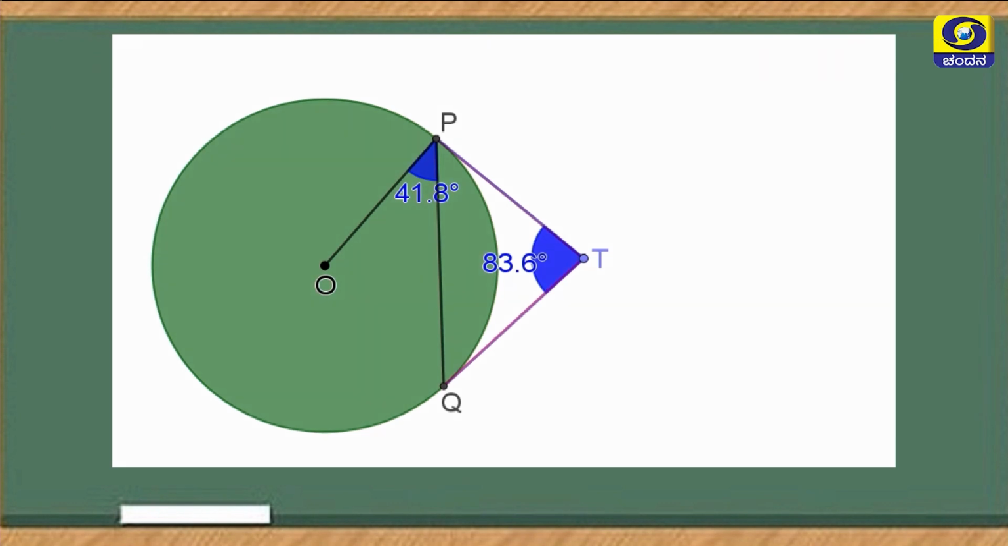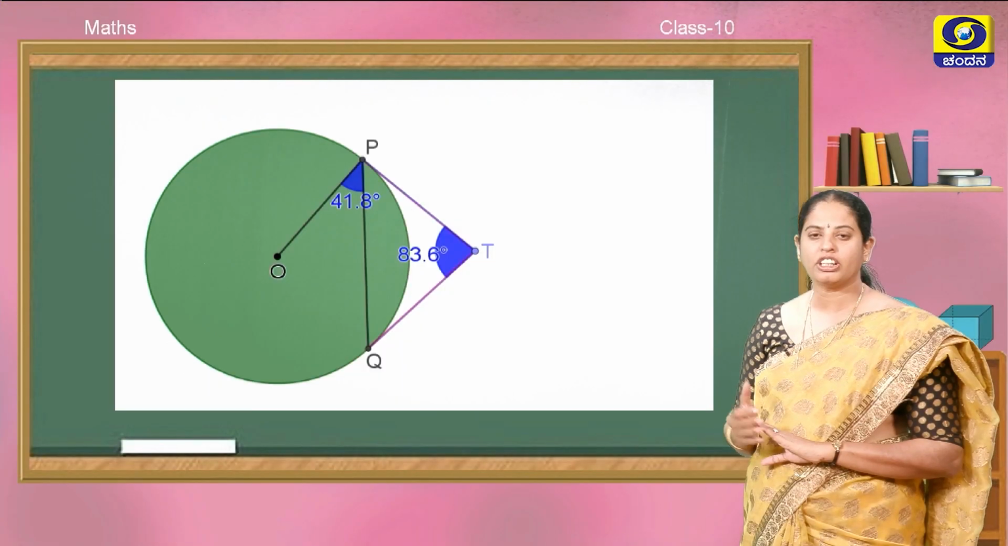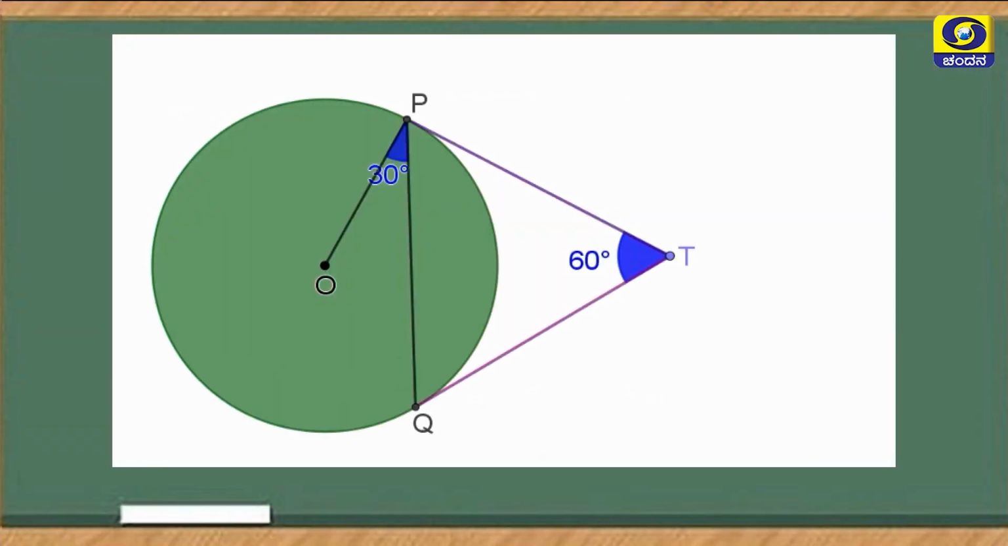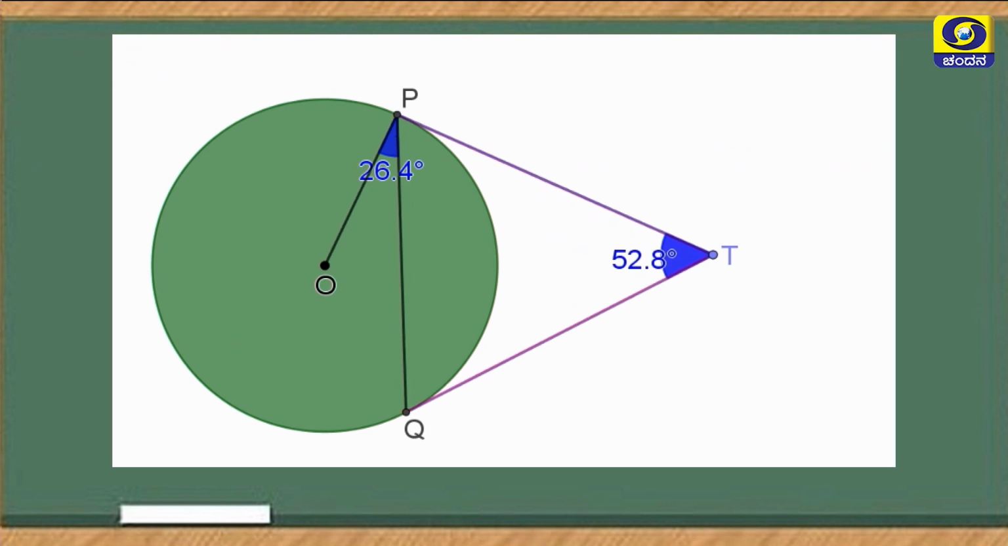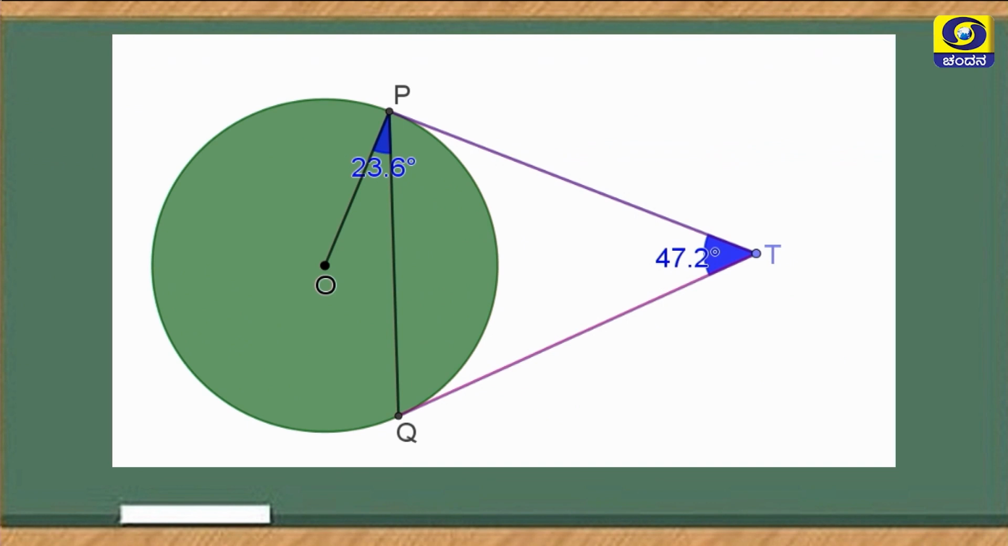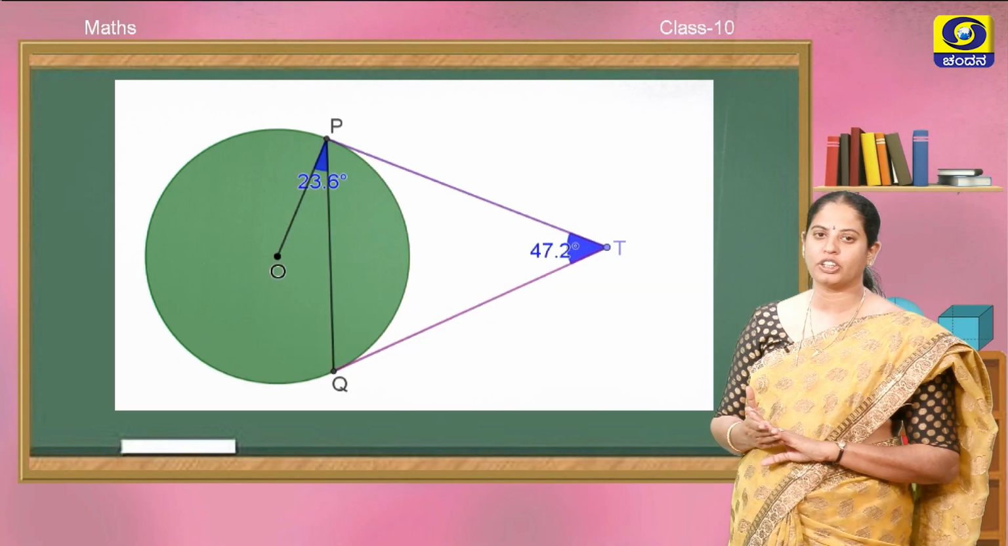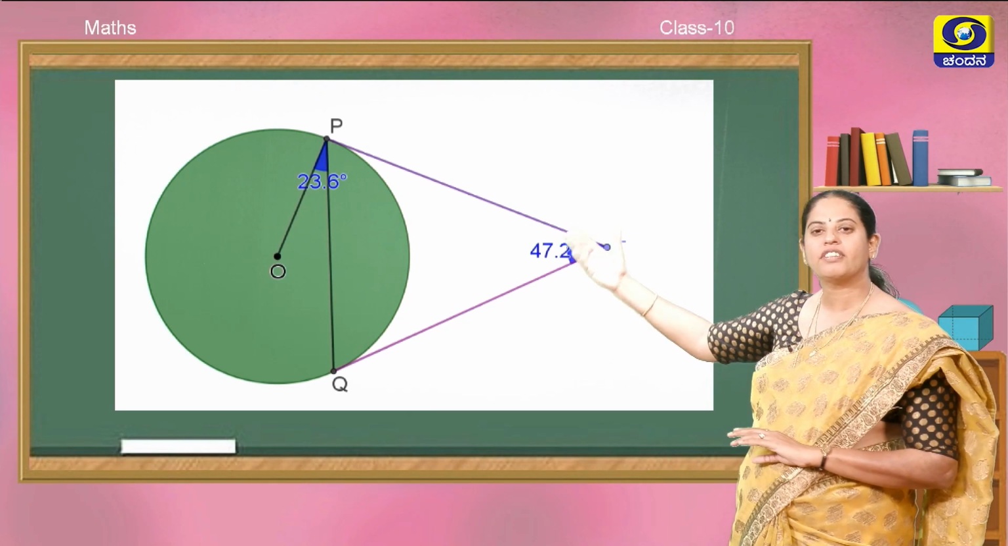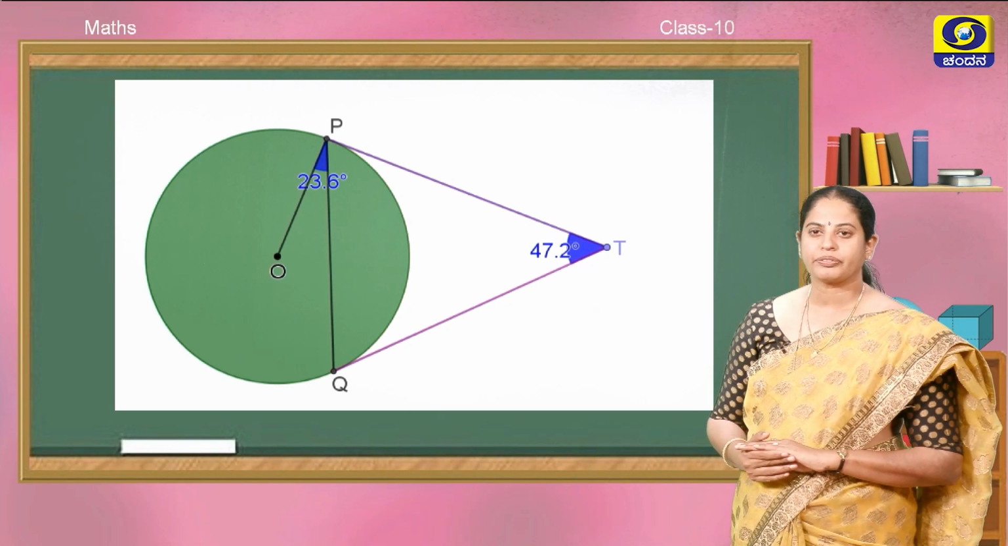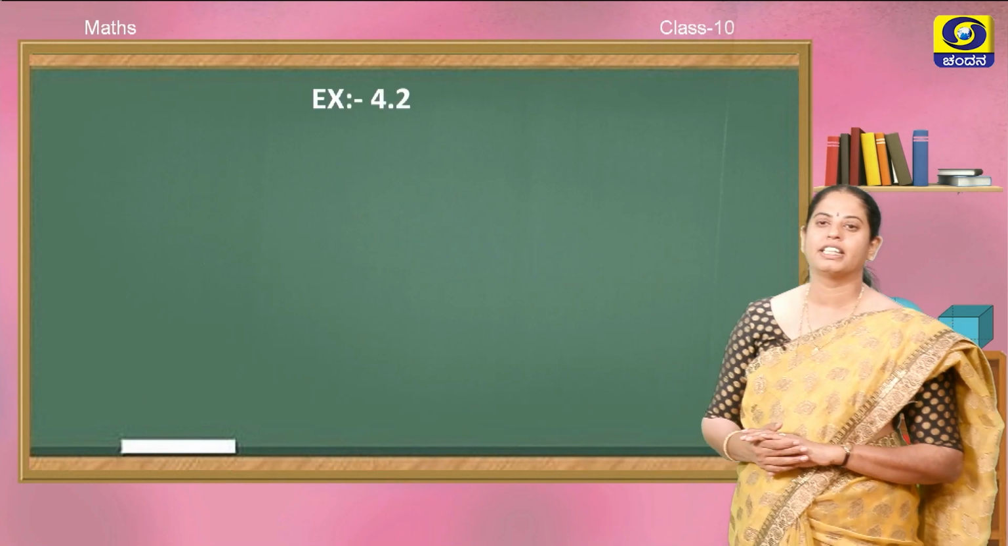You can observe this video. Here observe 41.8, PTQ is twice of it. 41.8 twice is 83.6. Now observe, even though the position of the point changes and the radius of the circle changes, the relation remains the same, that is angle OPQ and angle PTQ. Angle PTQ is twice the angle OPQ. Yes, 23.6, twice of it is 47.2 degree. Okay, we have also verified that statement.